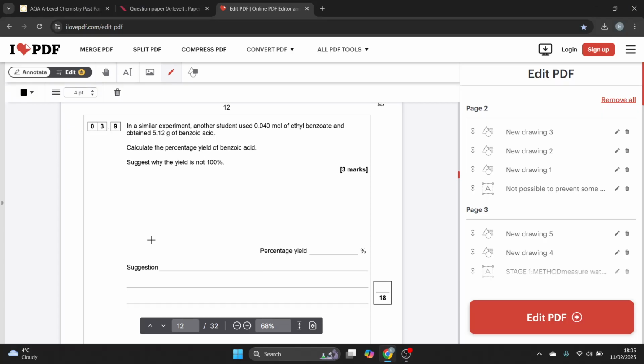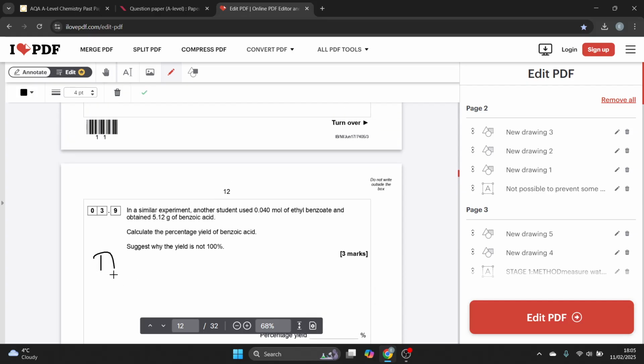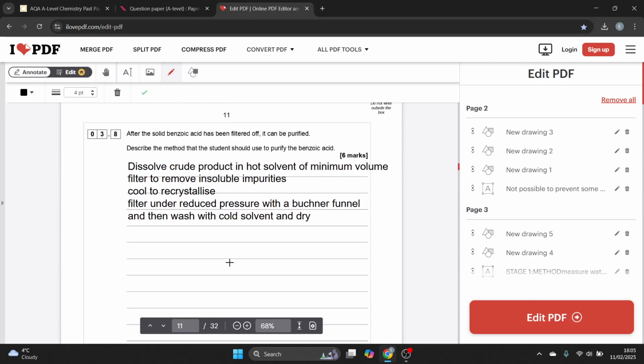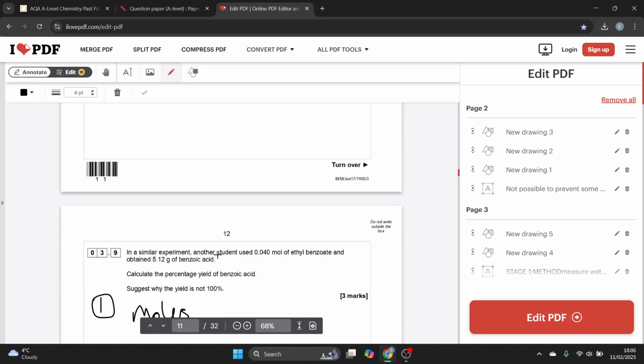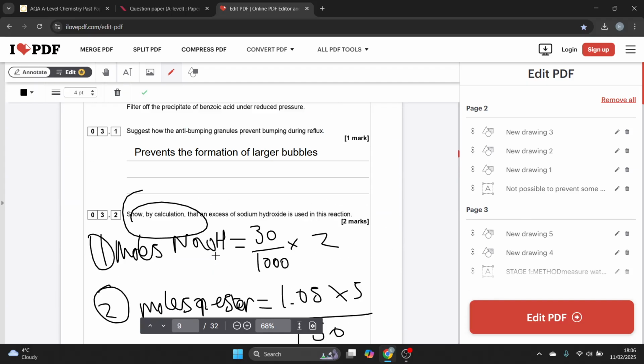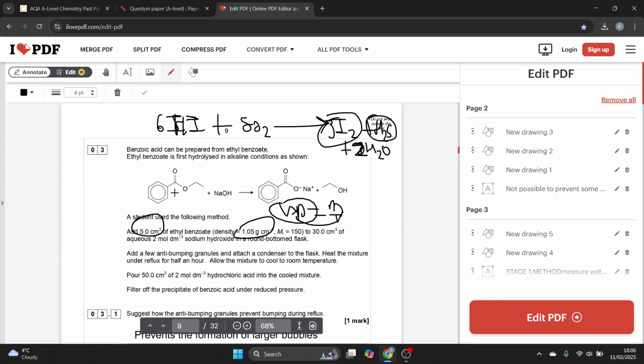Question 3.9 is a similar experiment. Another student used this many moles of ethyl benzoate and obtained this much benzoic acid. Calculate the percentage yield of benzoic acid. So for percentage yield of benzoic acid, first thing I need to do is calculate the moles. Well, first thing I'll do is ethyl benzoate and benzoic acid. Let's go back to the equation. Ethyl benzoate and benzoic acid. What's benzoic acid?